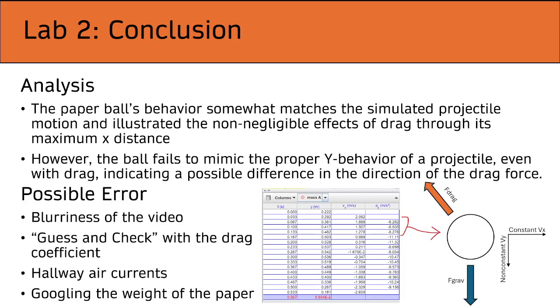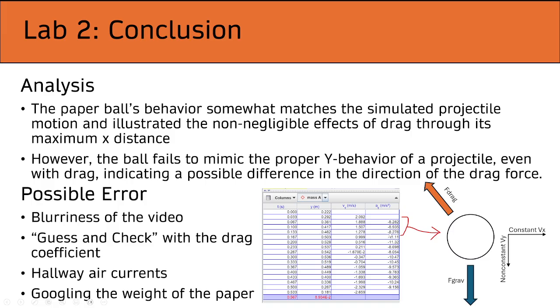So as a result, the paper ball's behavior somewhat matches the simulated projectile motion and illustrates the non-negligible effects of drag through its maximum x distance. However, the ball fails to mimic proper y behavior of a projectile even with drag, indicating a possible difference in the direction of the drag force. As you can see with some of the Tracker data I pulled, the initial acceleration in the y is less than gravity.